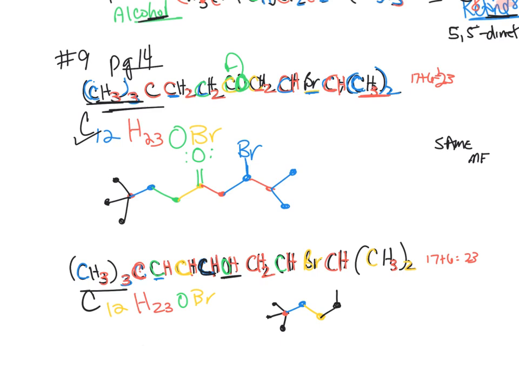OH. And then we go to this carbon here. Then we go to this carbon. Then we put our Br there. Then we go to this carbon. And then this has two carbons coming off. One, two. All right, so let's see what we have here. Now keep in mind, we've got an issue here. I can tell already right here. Okay, so let's look at this.